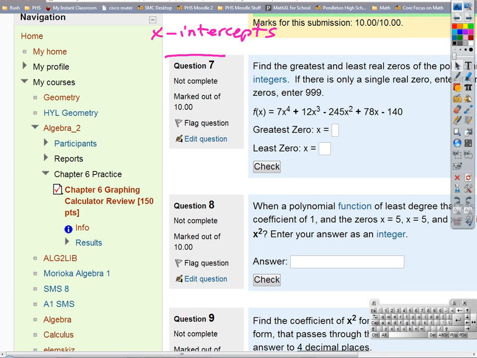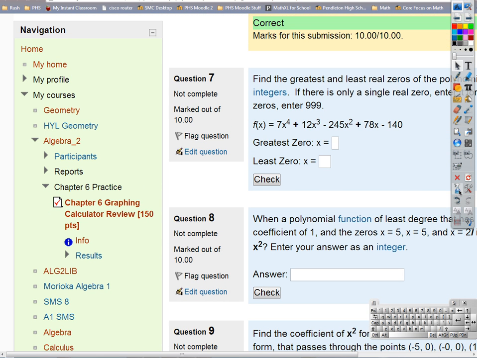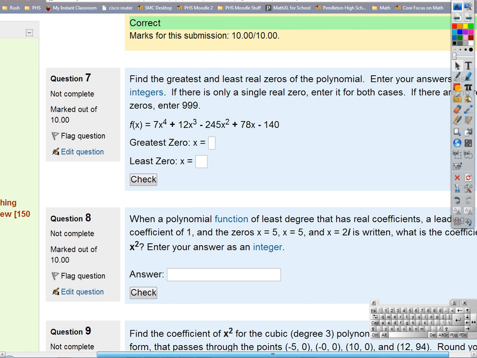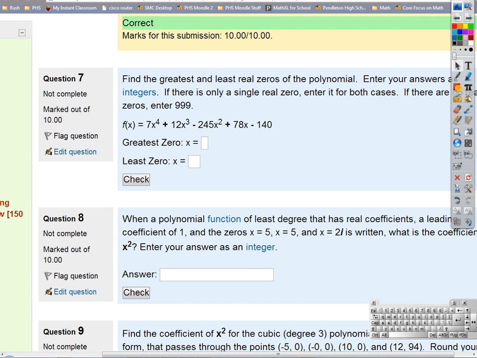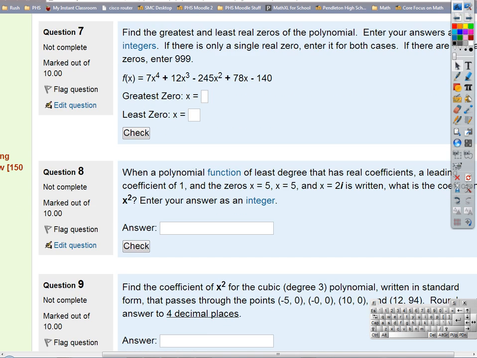Okay, what about this? Find the greatest and least real zeros of the polynomial. I won't do it, but you would. You get the idea. This is just to give you another one where you graph. Now, what it says, if you get only a single real zero, so what if it just grazes it at a vertex? Then you put it in for both. But that's just another graphing one. Can we skip it? Yes. And then the last two.